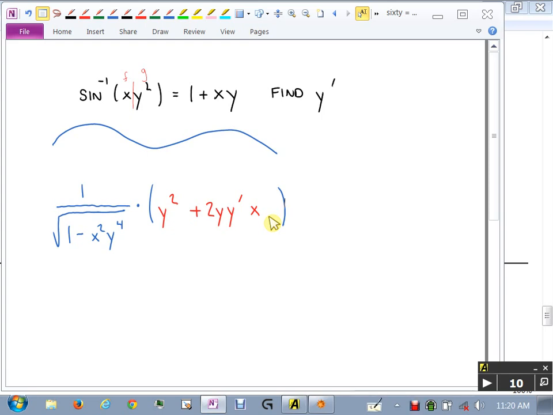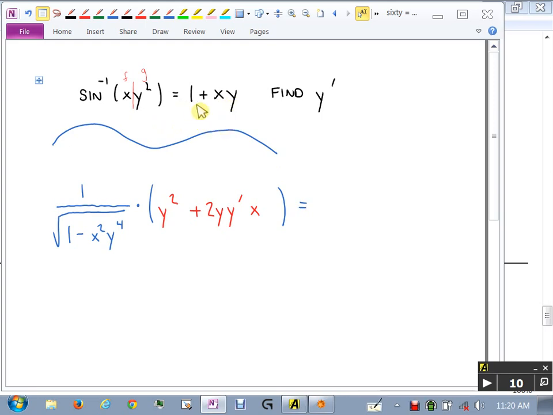Okay, are we done on the left? Yes? That's right, dx/dx. For the implicit, the Leibniz notation makes that a little more clear: dx/dx versus dy/dx. When you take the derivative of x with respect to x, dx/dx is 1. So equals 1 plus xy, take the derivative here.